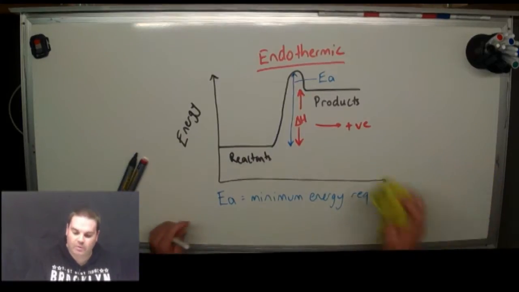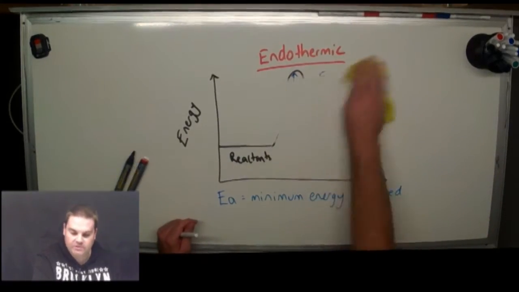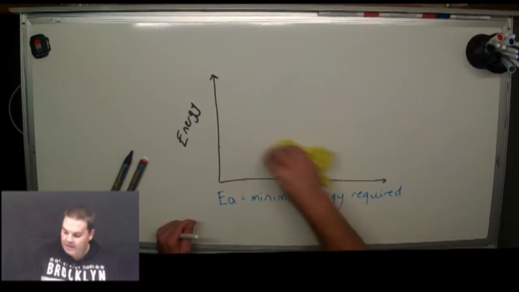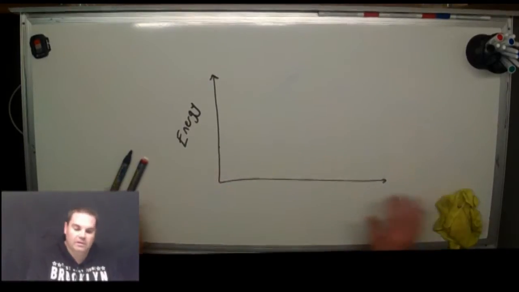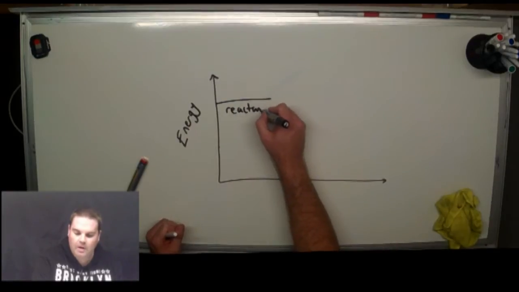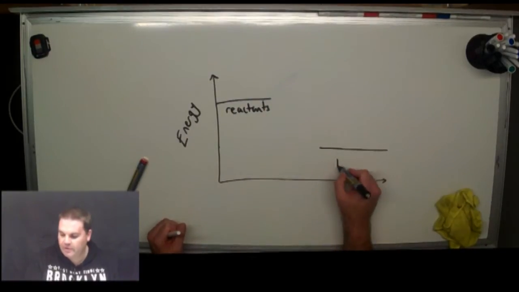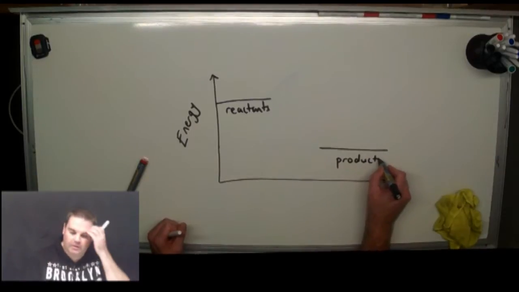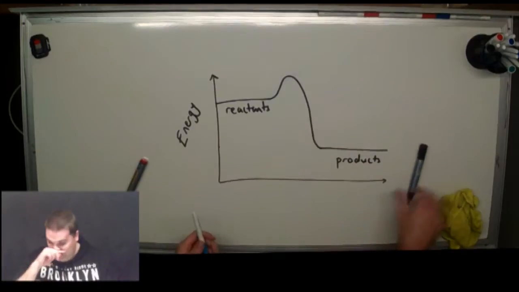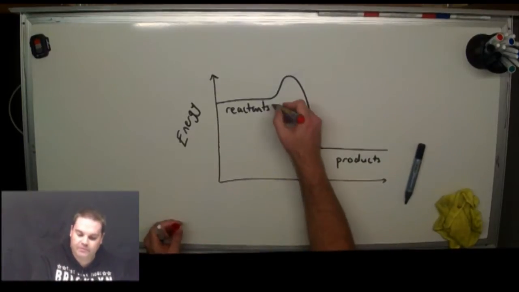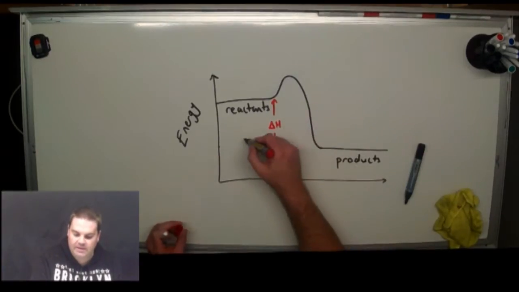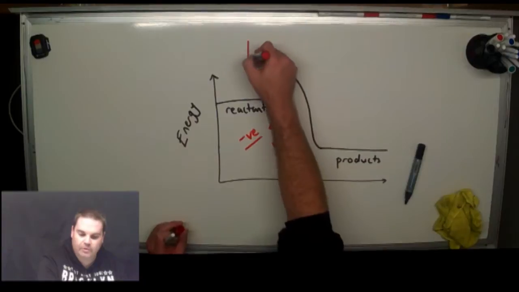If we look at an exothermic one, hopefully you can work out what the difference is going to be. What we're going to see is that our reactants this time have a higher energy. Here's the starting energy of our reactants. Our products are going to have a lower energy level. Here's our pathway that we go along. The difference between the reactants and the products here is negative this time. This is an exothermic reaction.